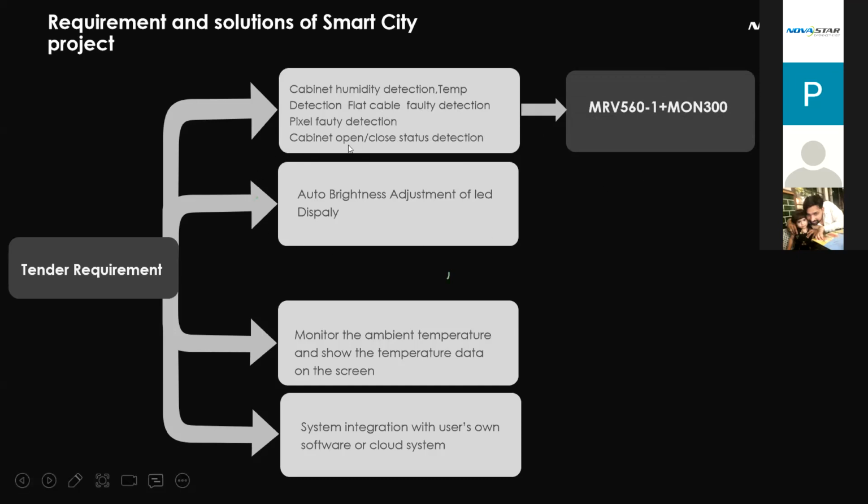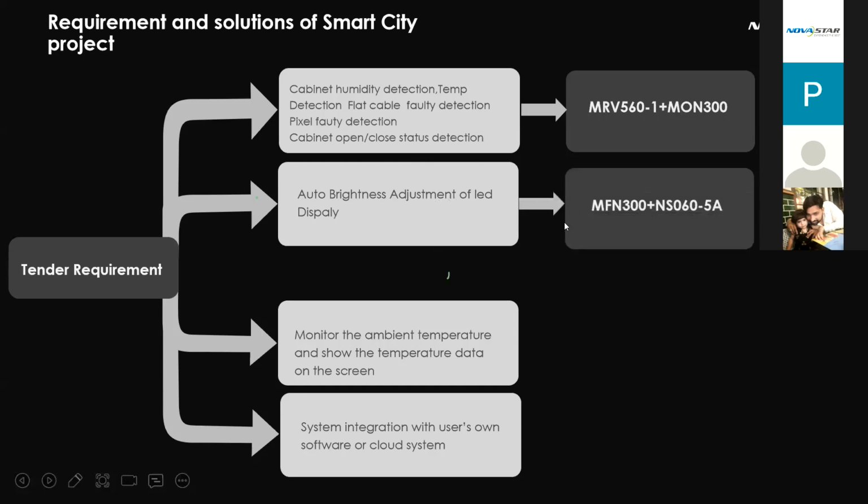Secondly, in some tender, our client is needing the auto brightness adjustment of LED display. Okay, at this moment, you can use our multifunction card, MFN 300, plus our light sensor, NS060-5A. 5A means 5 meter.